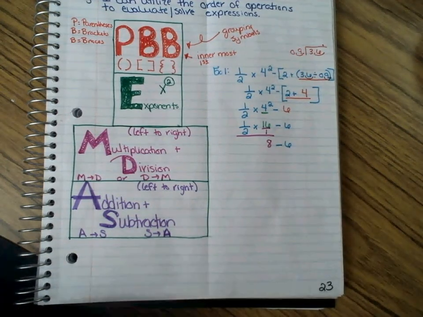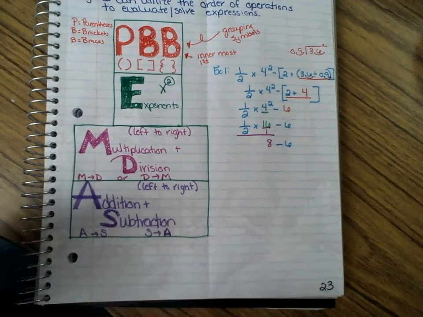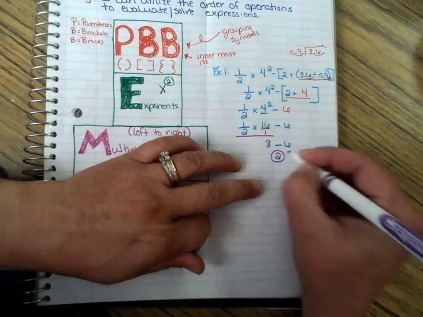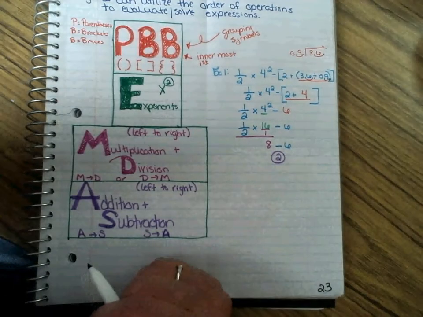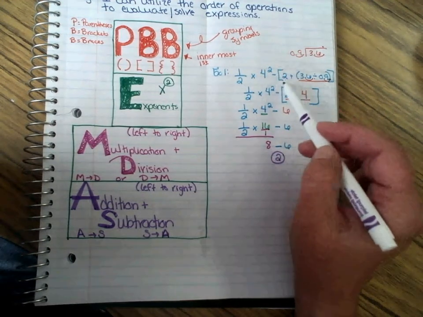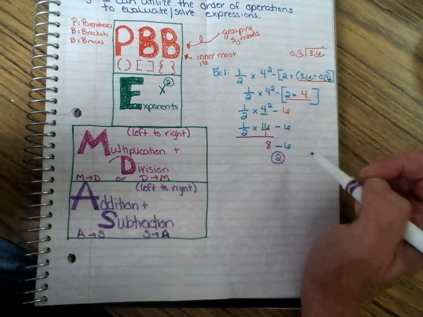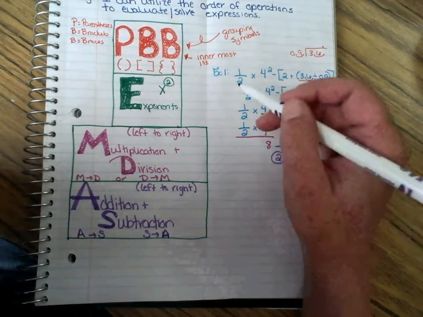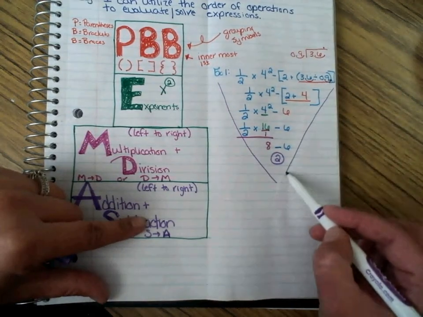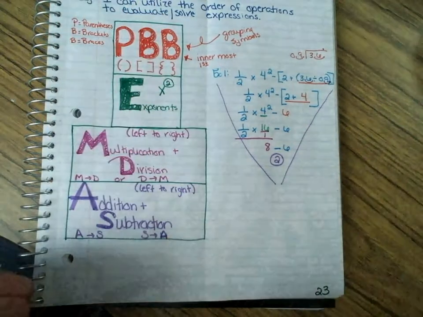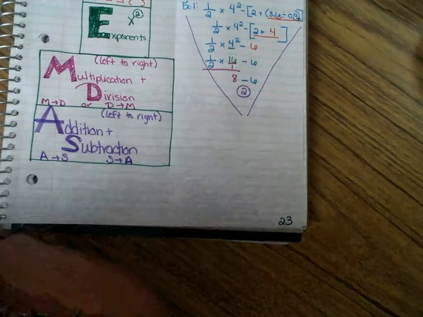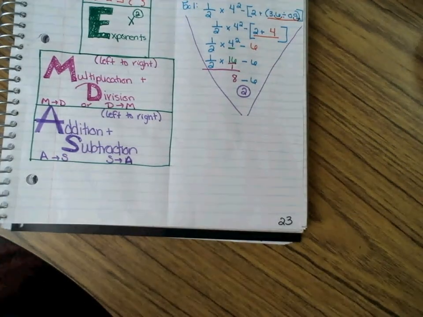So now I have 8 minus 6. What does that give me? Because now that's the only thing I have left, and it's addition and subtraction, right? 8 minus 6 gives me 2. So that is the answer to my numerical expression, 1/2 times 4 to the second power minus 2 plus 3 6/10 divided by 9/10. So remember, when we do it, it kind of funnels down. As long as we're getting smaller and funneling down, we know that we're on the right track, as long as our mathematical facts are correct.